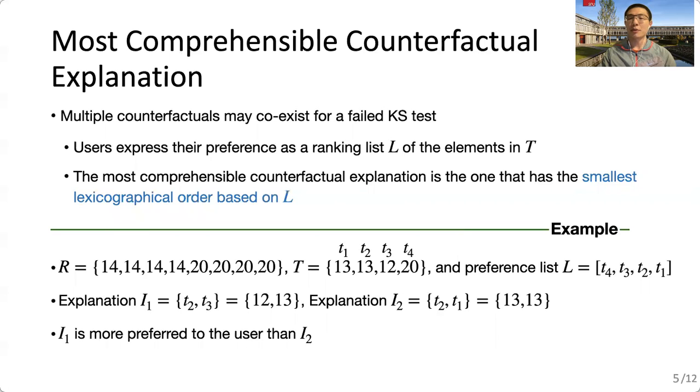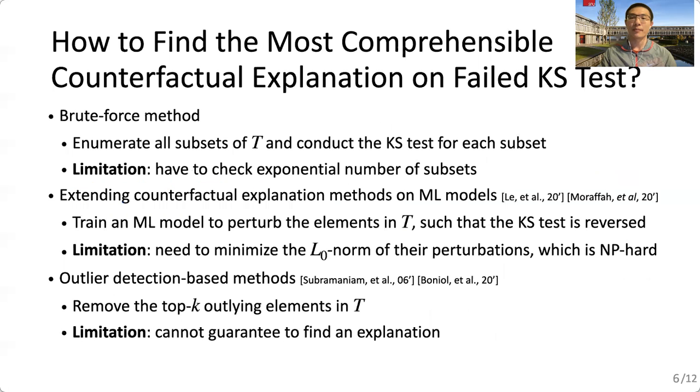Continuing our toy example, assume a user provides a ranked list as the one shown here. The element T4 is ranked at the top of L. By definition, the explanation I1 is more preferred to the user than I2. This is because I1 has a smaller lexicographic order than I2 based on the preference list L.